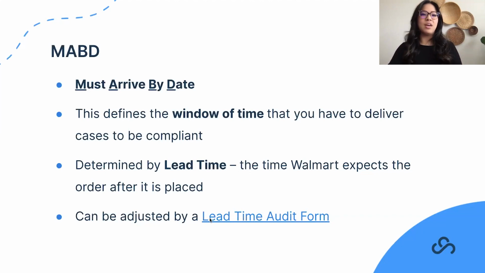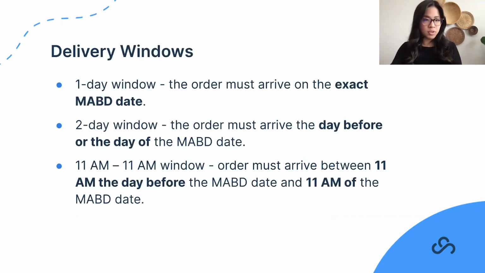Just to make sure that if you've changed carriers, if you've changed your warehouse, if you have become more efficient in how you ship, or maybe even less efficient in how you ship because of things like truck driver shortages, you want to make sure that you are always keeping an eye on your lead time audit form so that Walmart is providing correct MABDs for you.